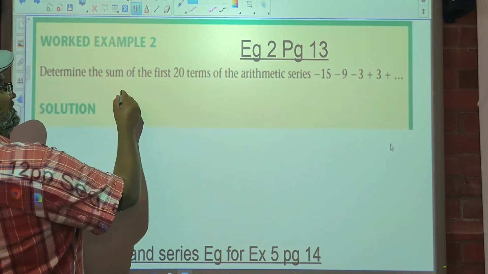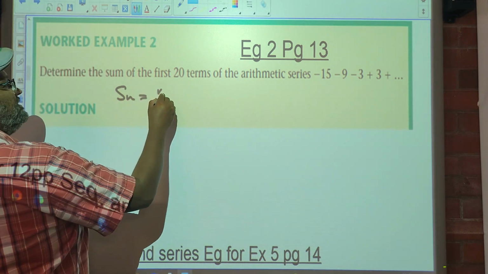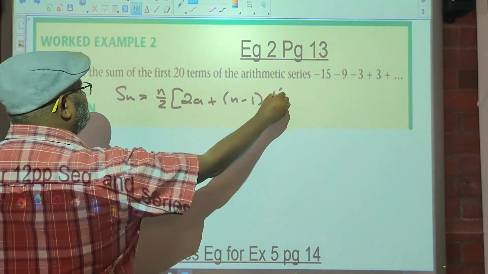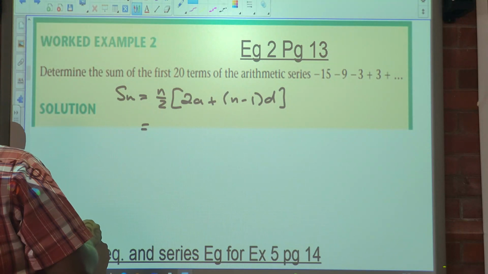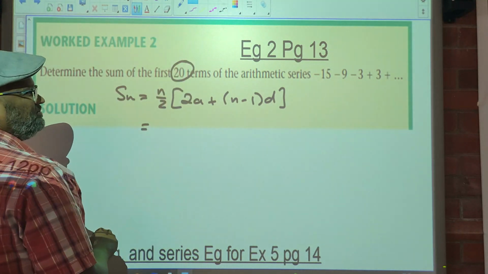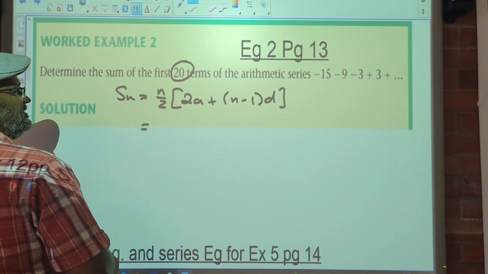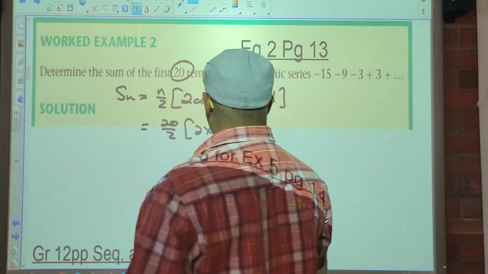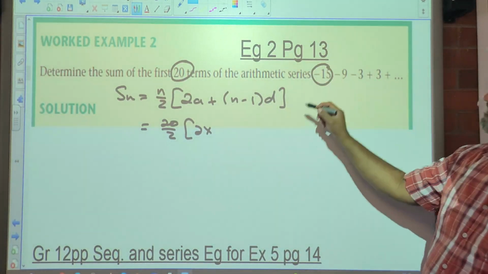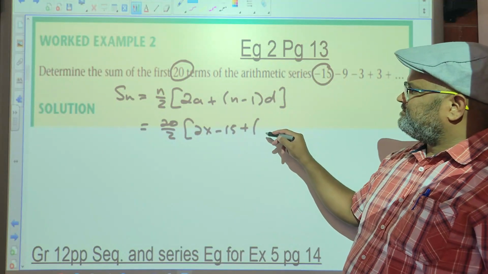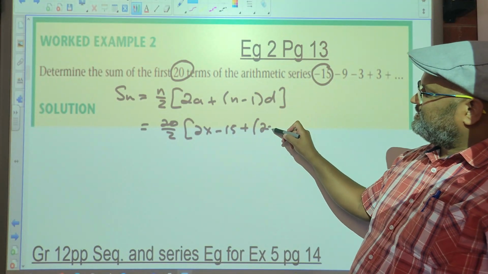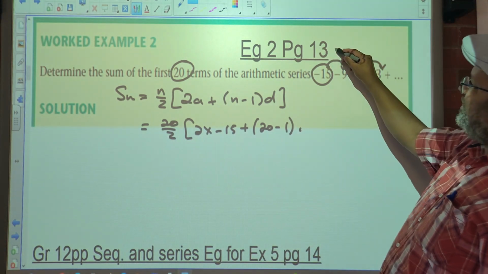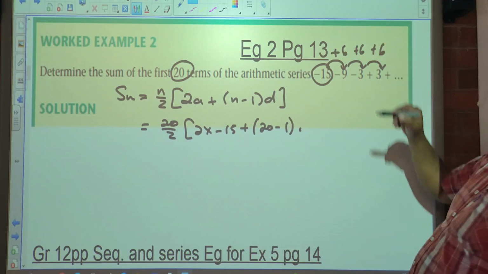So which formula do we use? The first formula which says Sn is equal to n over 2 into 2a plus n minus 1 d. The sum of the first 20 terms. So what is that going to be, your a, your d, or your n? N, that's terms. 20 over 2. What's my a value? Negative 15 is your first term. Plus 20 minus 1 times. How do I move from one term to the next? You're adding 6 all the time.